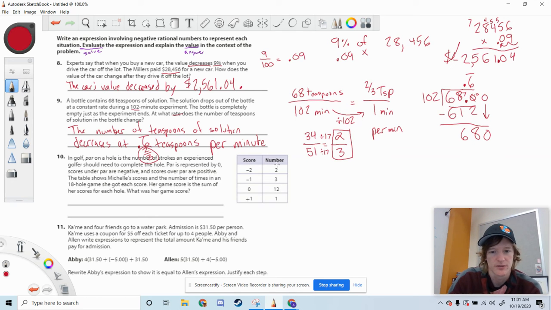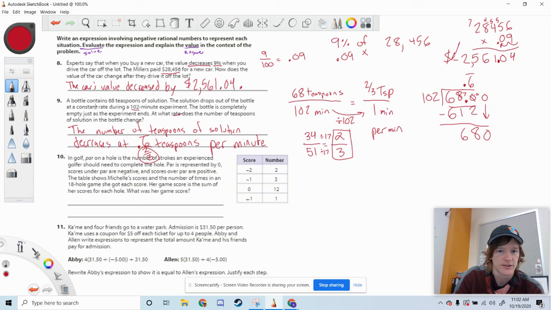So notice this person did 18 total holes of golf. Two times they got -2. Three times they got -1. Twelve times they got 0, which is even par. And one time they went above par. So we need to solve this.